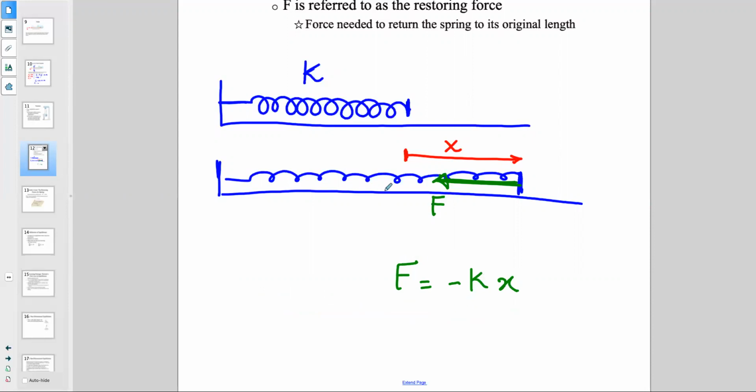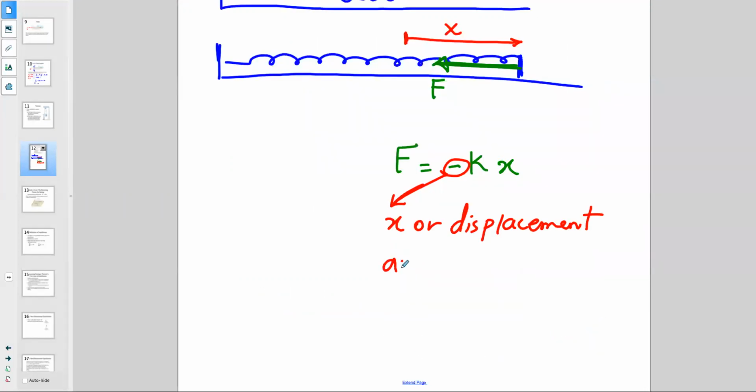k is the spring constant. And this negative, which is a little bit tricky, why is it negative? This negative means that x, the displacement, and force F are in two opposite directions.